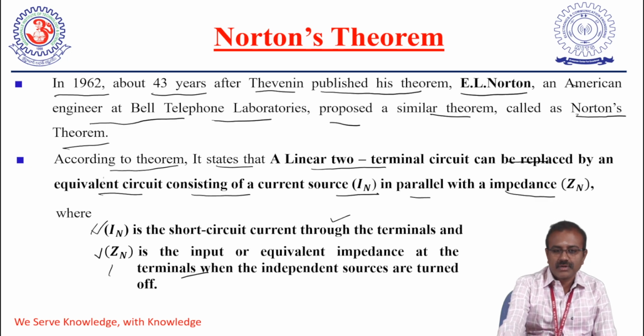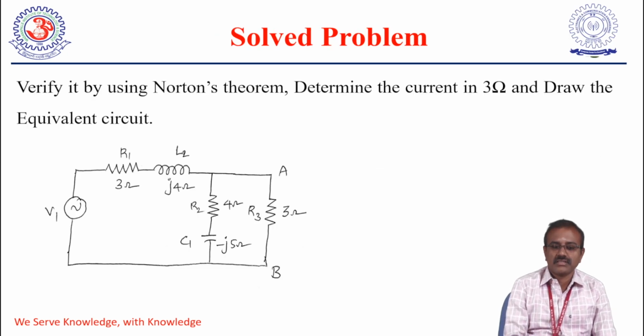So let us look at an example for Norton's theorem. Verify it by using Norton's theorem: determine the current in the 3 ohm resistor, that is the load resistor. Previously we had taken a 5 ohm resistor. In this one we are replacing that load resistor, the load terminal, and drawing the equivalent circuit for Norton's theorem.